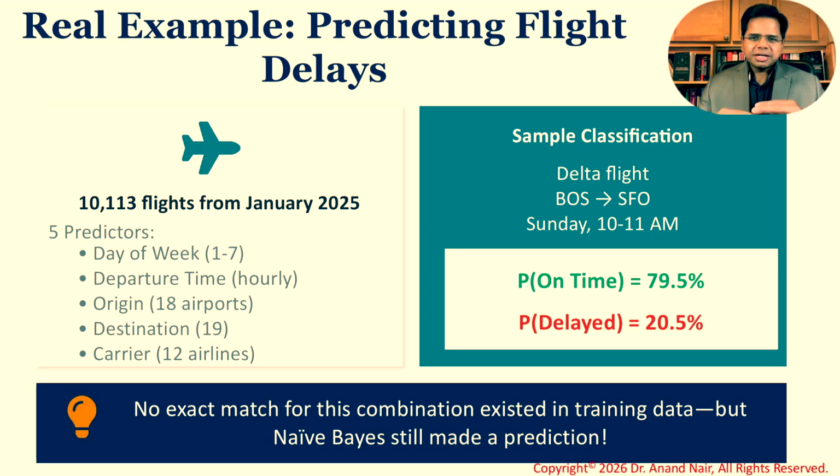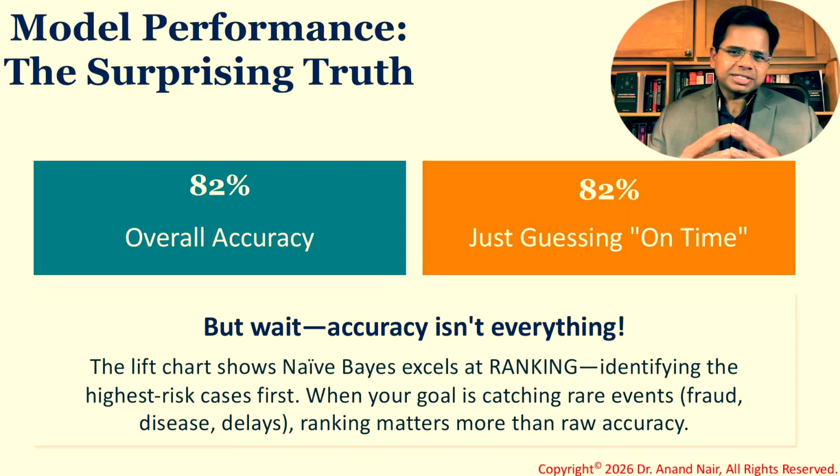And here's the magic. We made this prediction without requiring any exact matches in the training data. That's the power of the independence assumption. Mathematically questionable, practically invaluable. Here's where things get interesting and a little humbling. Our Naïve Bayes classifier achieved 82% accuracy on the flight delay data.